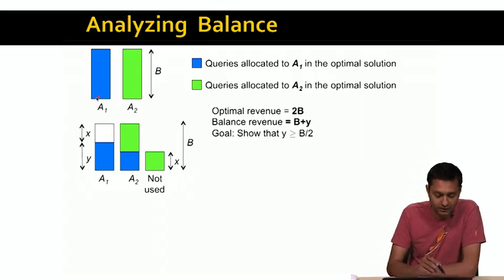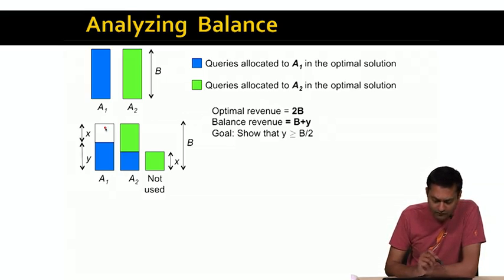Right, so the optimal revenue in this case is 2B, since the optimal algorithm assigns B queries to A1 and B queries to A2, so its revenue is 2B. The balance revenue is B plus Y, since the balance algorithm assigns B queries to A2 and Y queries to A1 and leaves X queries unassigned.